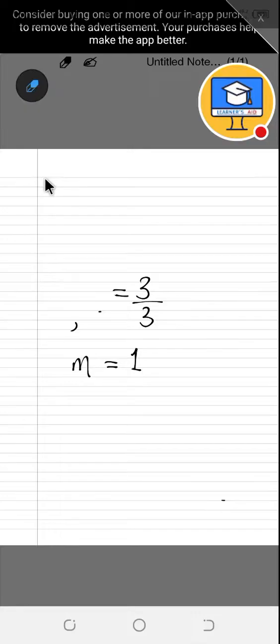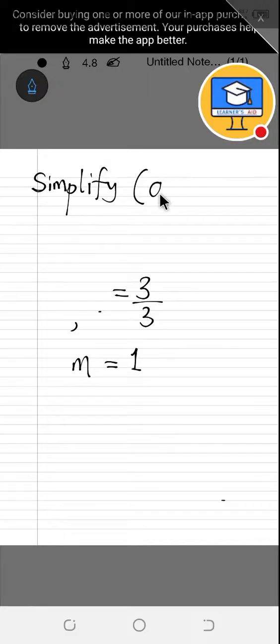The next question is: simplify. Bracket opens, a to the power 2, b to the power negative 3, bracket closes to the power 2, all divided by ab. What's the answer?